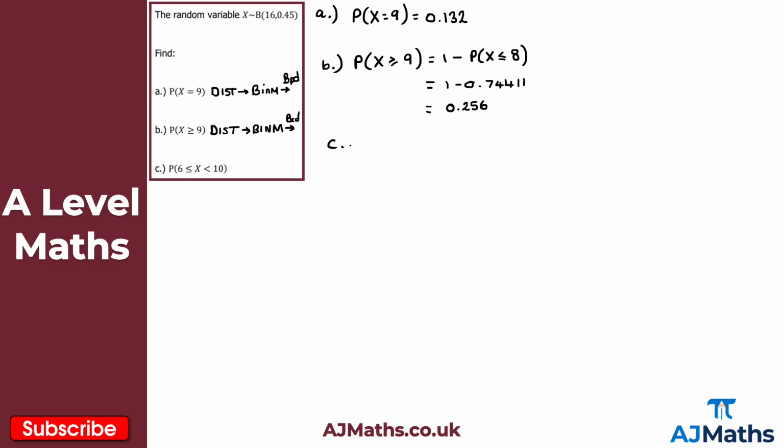And then we have part C here. This is a little bit challenging now. We're looking to find the probability that x is between 6 and 10, including 6 but excluding 10. So let's write down that probability. x is between 6, including the 6, and 10, but excluding the 10.